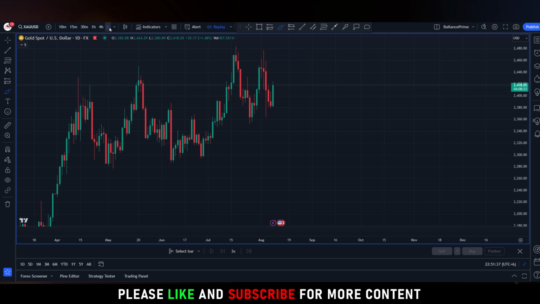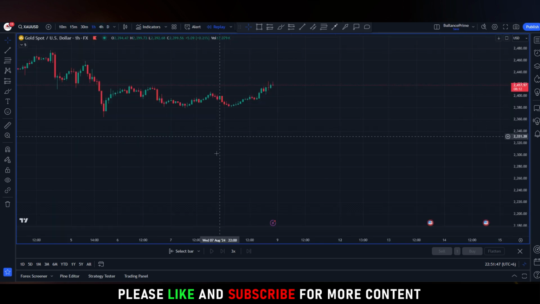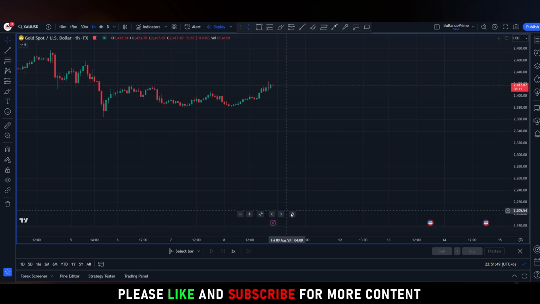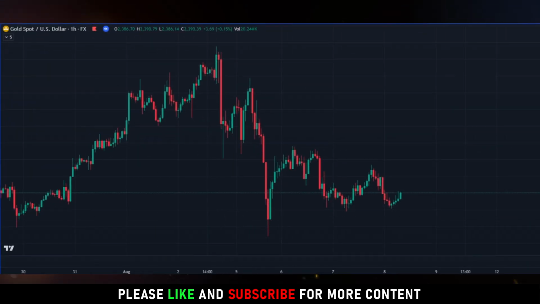Right now you can see the 1 day time frame. I see that gold is in an uptrend mode. Now I'm going to look at the 4 hour, and then the 1 hour time frame. So let's see what is showing in 1 hour. This is the gold trading chart, and as you can see, this is the 1 hour time frame chart.